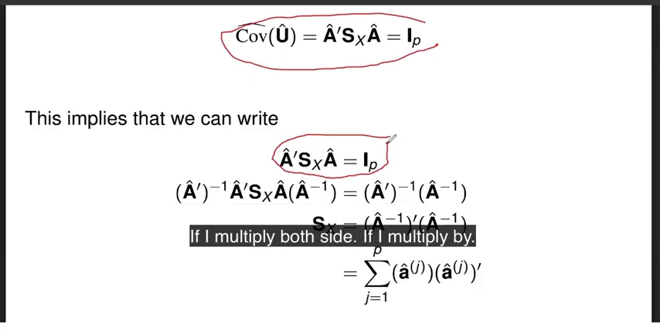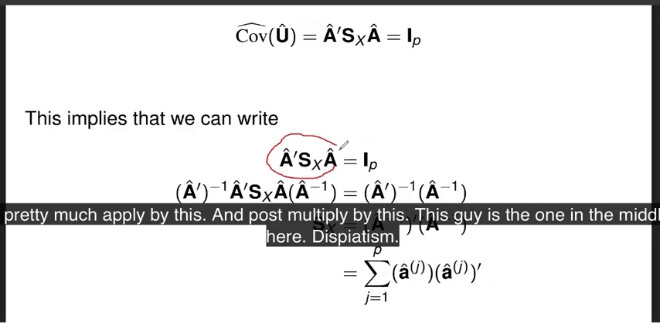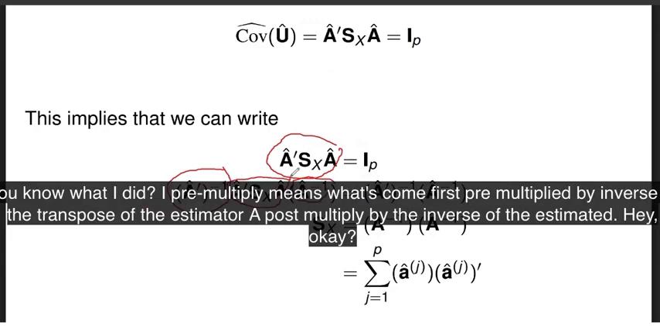Please pay attention. If I multiply both sides by the inverse of A transpose and the inverse of A, look at that. I'm talking about this guy. I pre-multiply by this and post-multiply by this. This guy is the one in the middle here. Just pay attention. Pre-multiply means what comes first. Pre-multiply by the inverse of the transpose of the estimated A and post-multiply by the inverse of the estimated A.